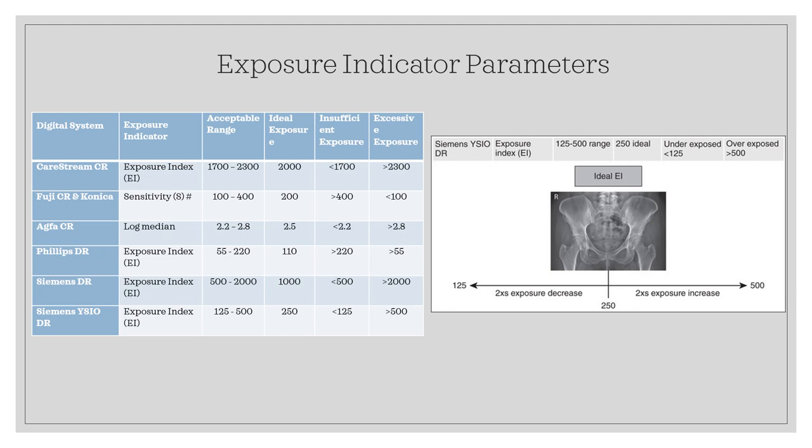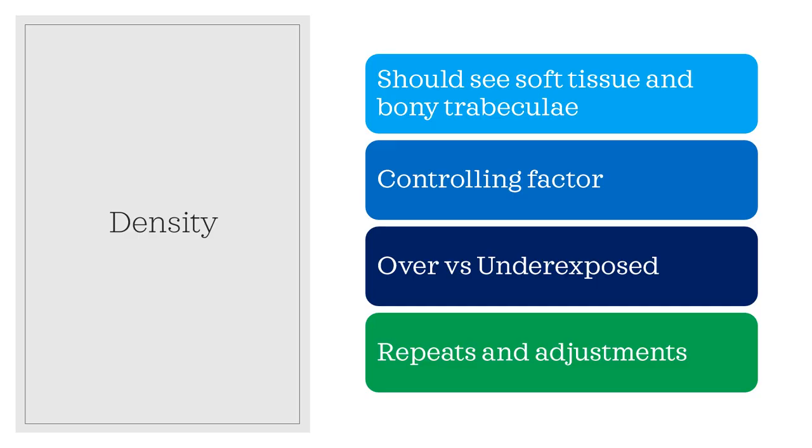Here are some more exposure indicator parameters that you might see and can use in clinical. Density: you should see soft tissue and bony trabecula. Controlling factors are mAs, over versus underexposed, repeats and adjustments, overall blackening.